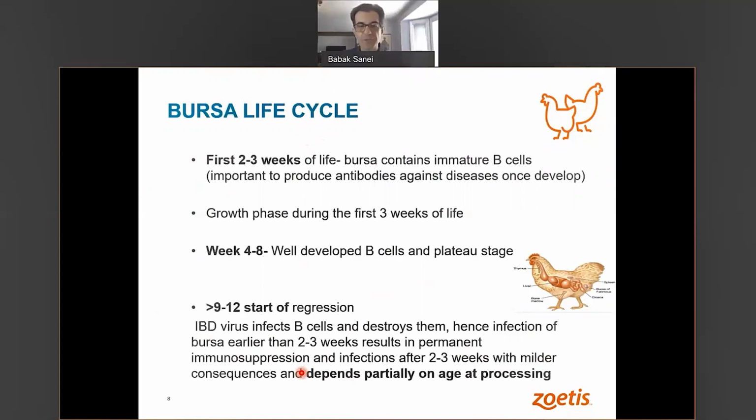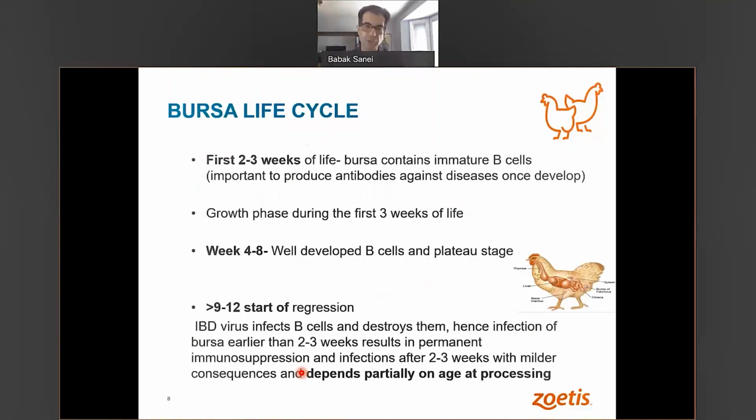After 3 weeks, there is a plateau stage. The bursa doesn't really become bigger anymore because the cells have matured and replicated. So that's at week 4 to 8. They're well developed and it's a plateau stage. After about 9 to 12 weeks, depending on the type of bird, if it's a broiler versus a commercial layer or broiler breeder, it's a little bit different.